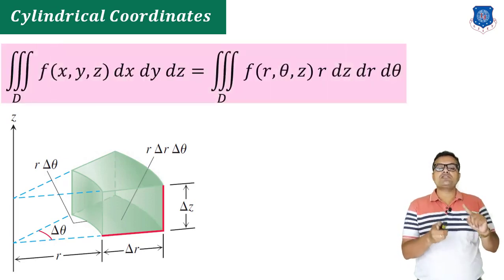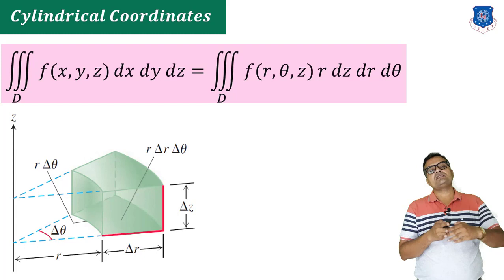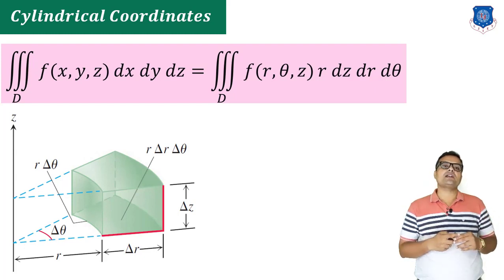will convert my integral of f of x, y, z dx dy dz over region D onto another region, again represented by D, for a function f of r, theta and z. Now the value of dx dy dz, as we discussed, will be r times dz dr d theta.